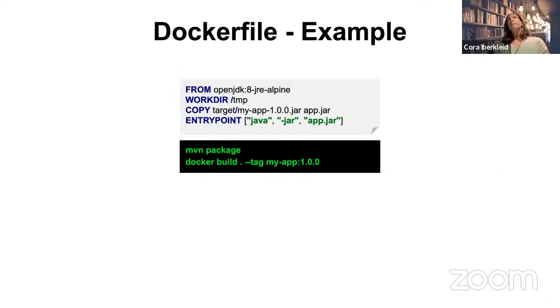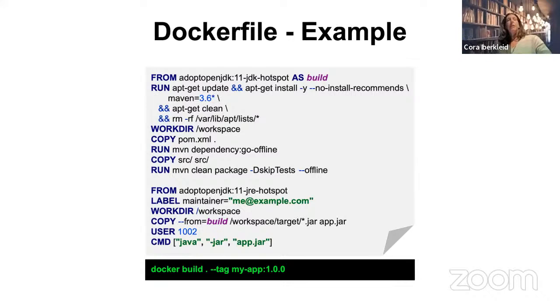In the second example, the base image for the first stage is actually a full JDK, so that inside of that image we can actually run the Maven package. And after that, we don't want the whole JDK in our production environment, right? So we just start with a new image that just has the JRE, and we copy from that first stage just the jar file.